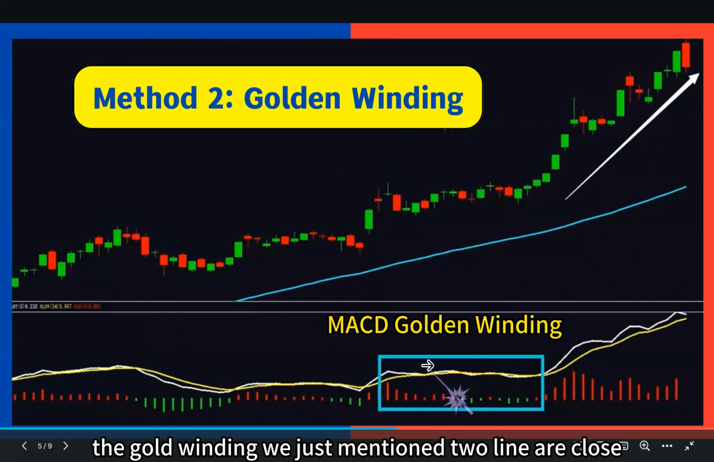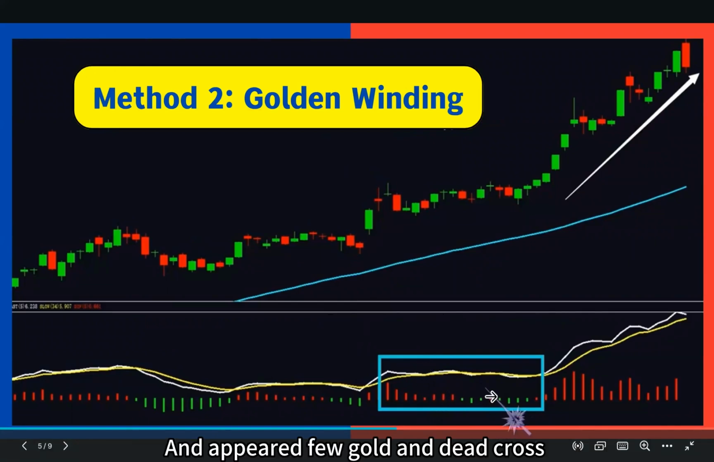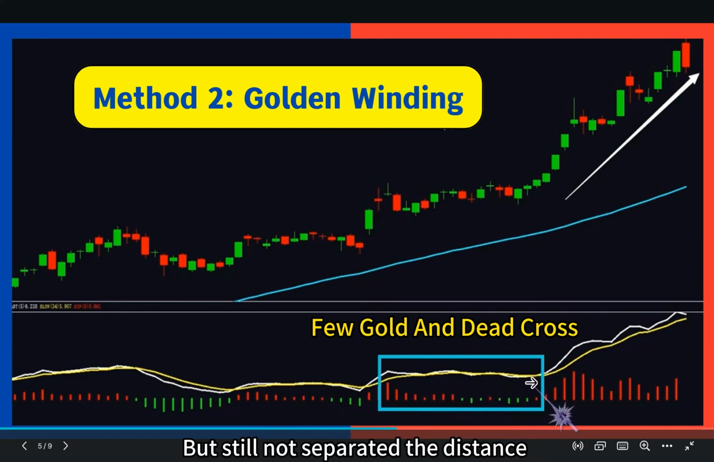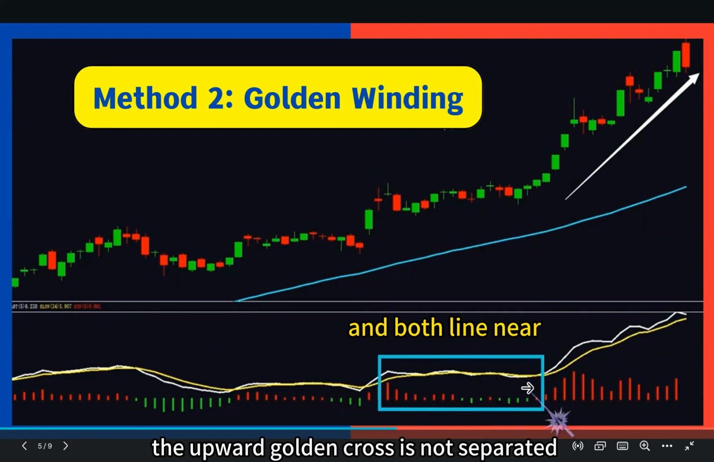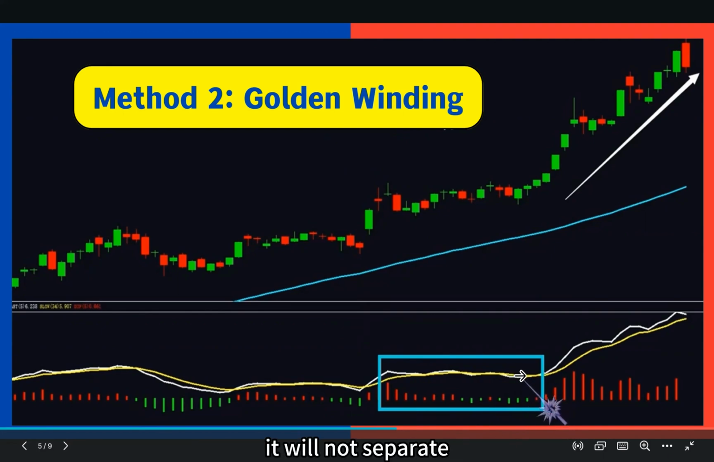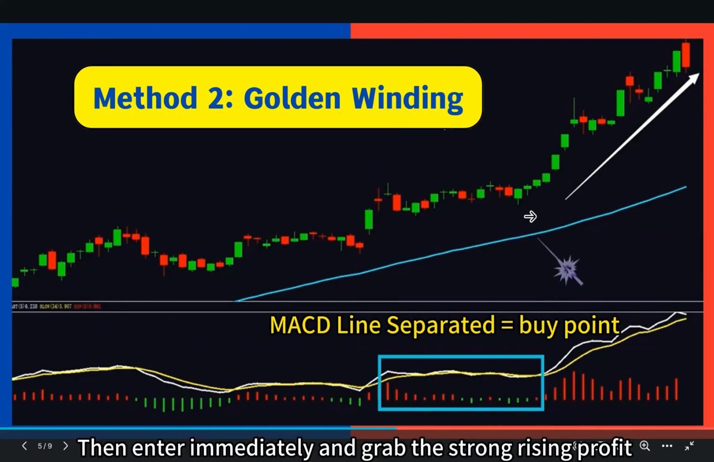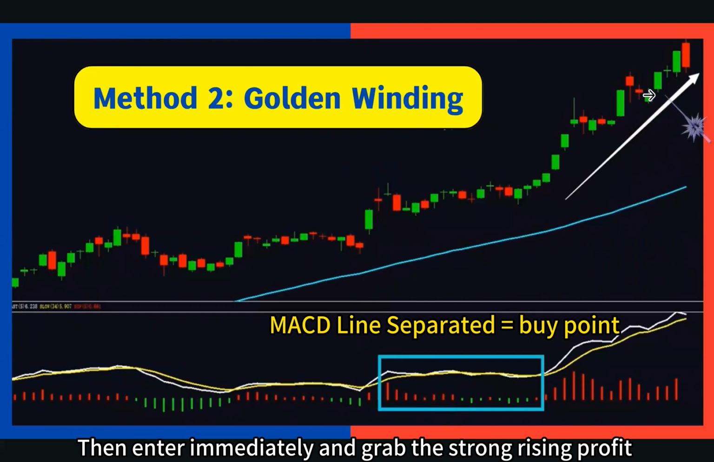The gold winding we just mentioned: the two lines are close and show a few golden and dead crosses, but still have not separated. That is to say, the upward golden cross is not separated. Even a cross down will not separate until the final separation directly. Then enter immediately and grab the strong rising profit.